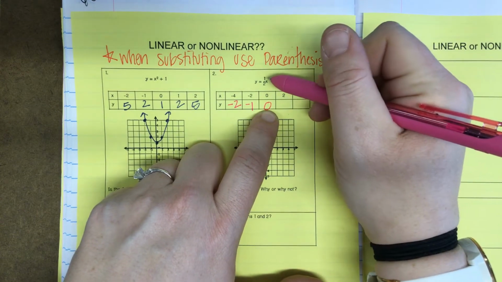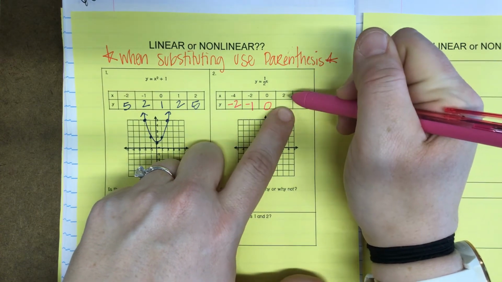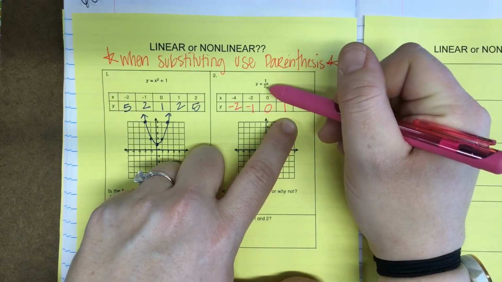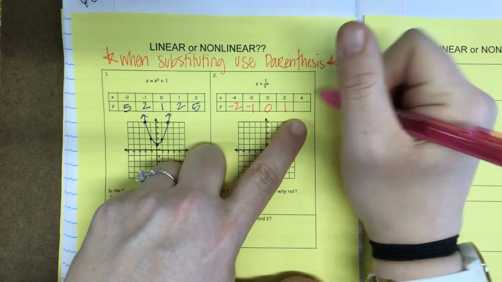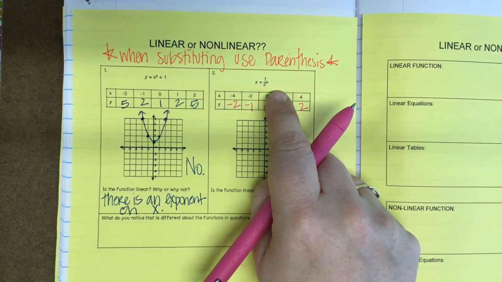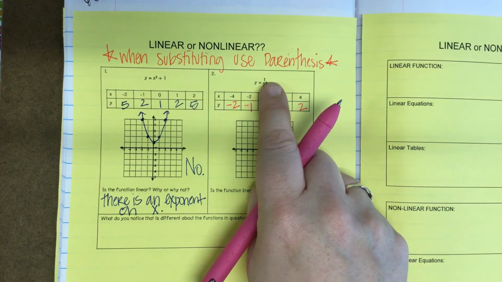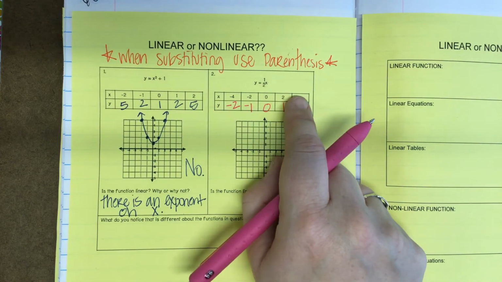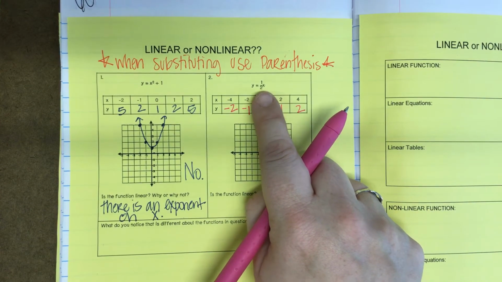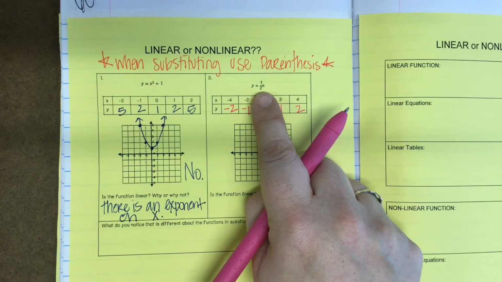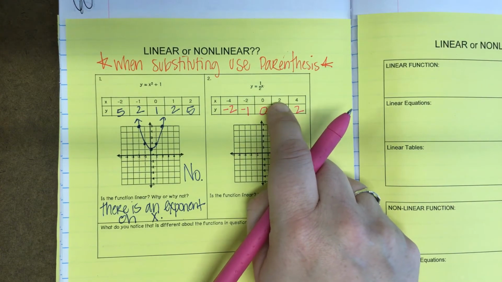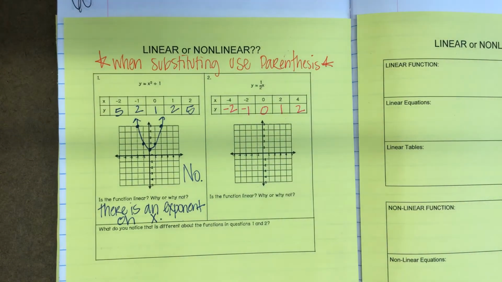What's half of 2? 1. And what's half of 4? 2. Look at me. You're multiplying 1/2 times the x value. Or, same thing as multiplying by 0.5 as multiplying by 1/2. Same thing as dividing by 2. X divided by 2.